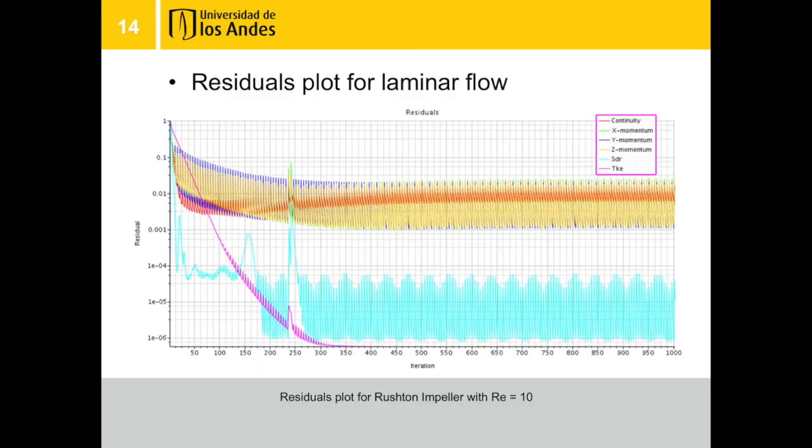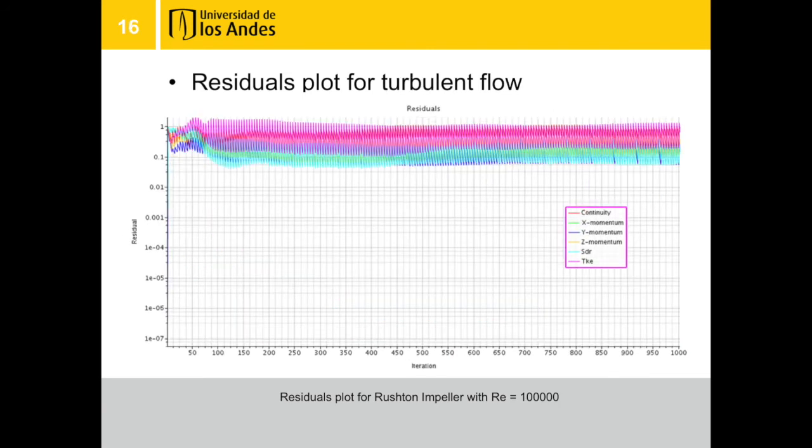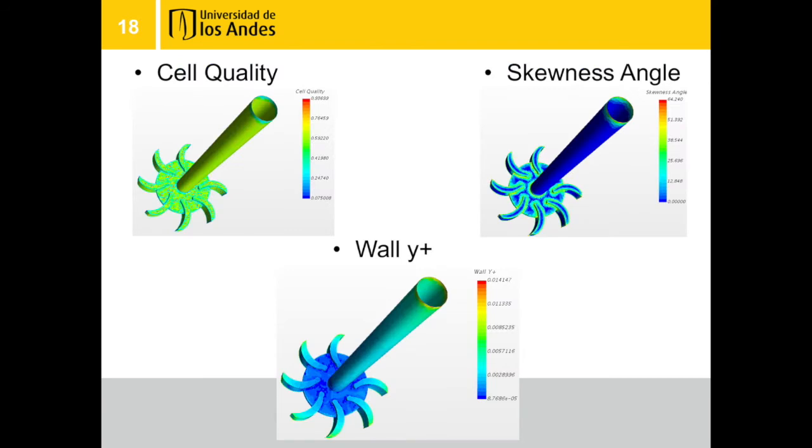The residual curves show oscillations between the simulations, which are made in a non-steady state, but they tend to stabilize as the Reynolds number increases. For the impeller design, a table of results was also generated which shows the same values as the Rushton one. The cell quality, skewness angle, and the wall y plus also show that the mesh generated was accurate.